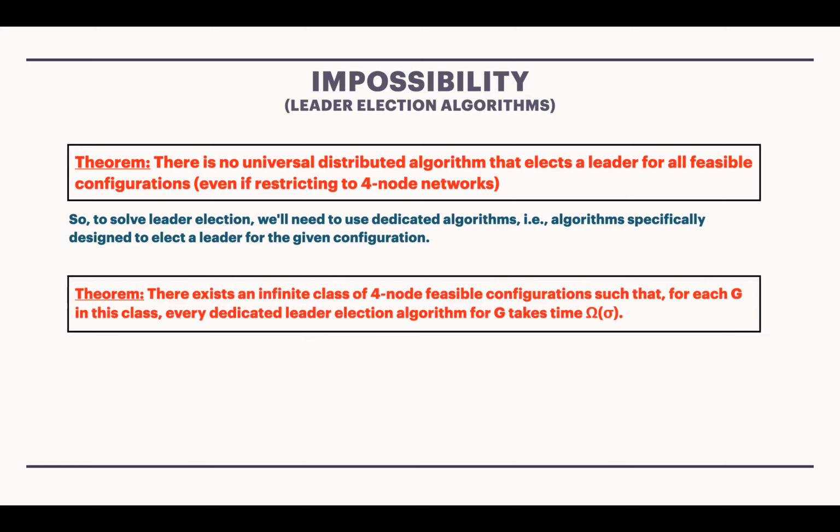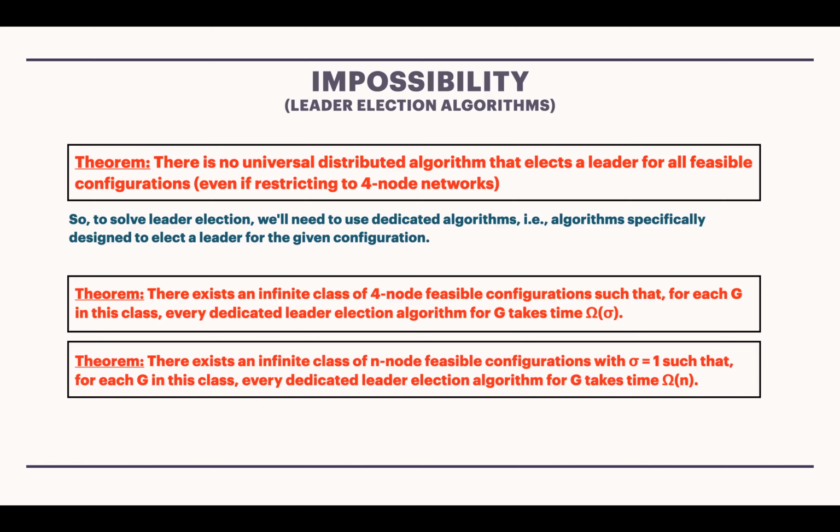We also have lower bounds on running times. We prove that there exists an infinite class of 4-node feasible configurations, such that for each configuration G in this class, every dedicated leader election algorithm specifically for G will take time big omega of sigma. So even if we consider very small networks, the span of G will have an effect on the running time of an algorithm, even if it's specifically designed to work for that network.